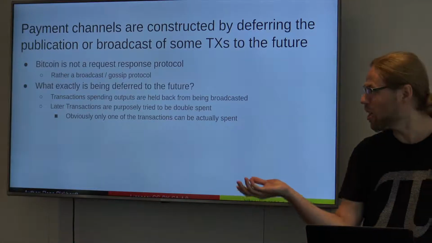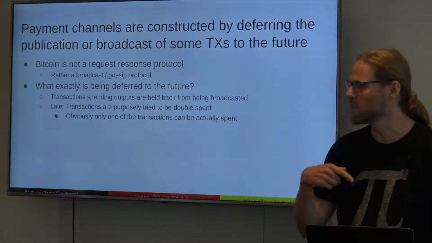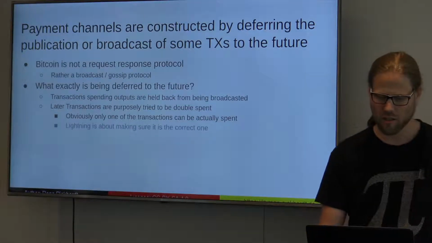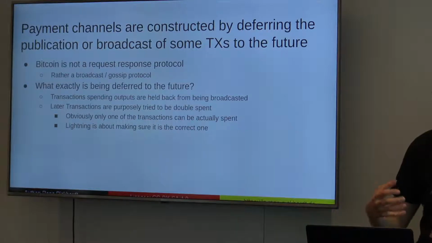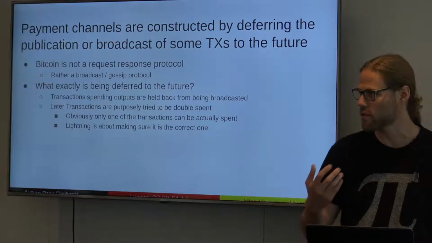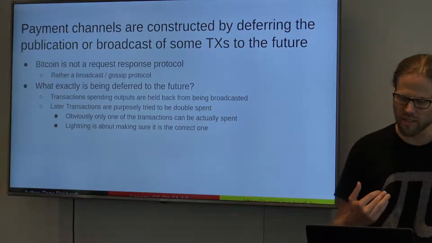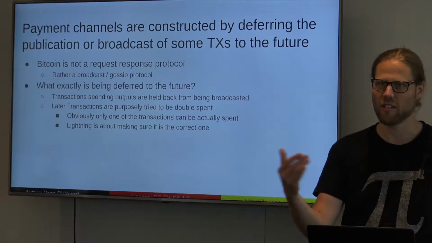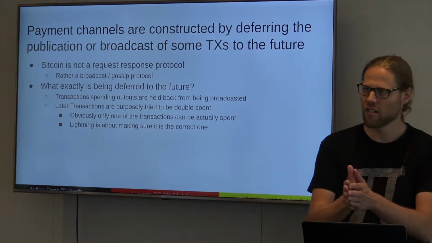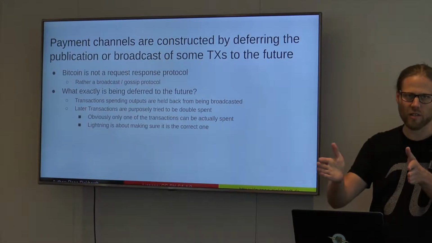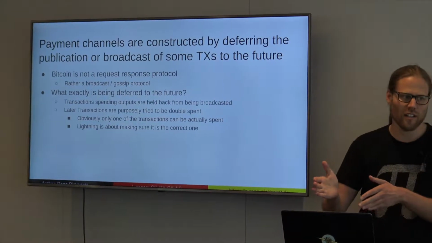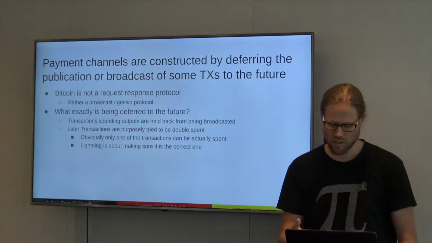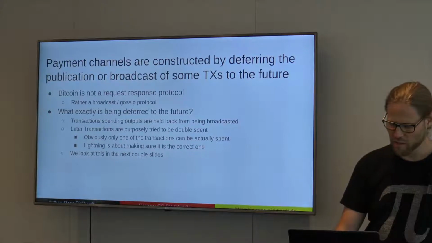And obviously, a transaction can only be spent once by the end of the day. This is how the Bitcoin network helps us with consensus and making sure that the protocol works. And the Lightning Network protocol, or the construction of payment channels, how I see it, is to make sure that the correct double spend is by the end of the day being broadcast, right? So we have a transaction, we have hundreds or thousands of double spends, and the Lightning Network protocol is trying to make sure that the correct double spend is the one that is actually being mined.